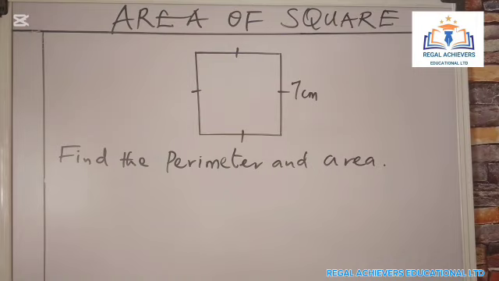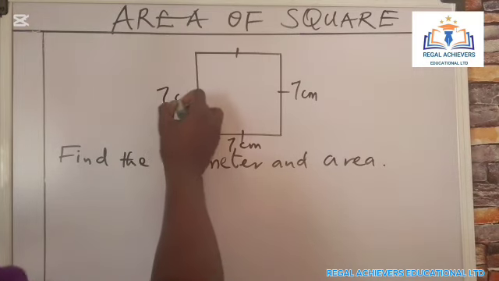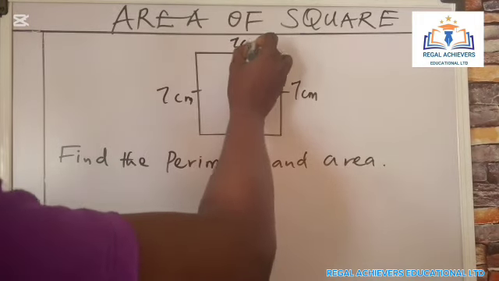I'll be taking you through a topic, area of a square. For example, we have a question here. We have a question on a square with a side of 7 centimeters. We are asked to find the perimeter and the area of the shape. From the idea we have, all the sides of a square are the same. What does that mean? It means if a side is 7 centimeters, this side also must be 7 centimeters, and this side also 7 centimeters.